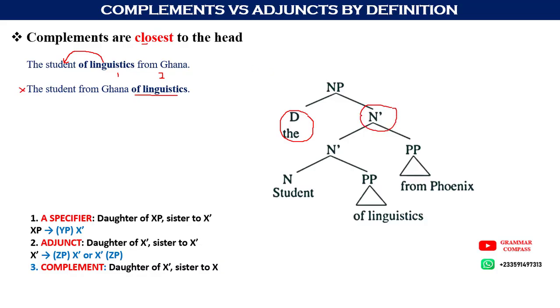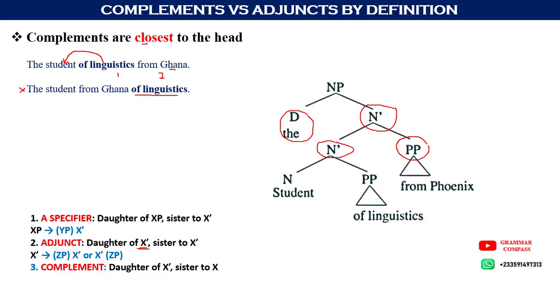We will ask ourselves whether we have adjuncts, because adjuncts is the second rule. Of course, we have an adjunct. So this means that the adjunct should come next. We have the adjunct which is from Phoenix. It is the same thing as saying from Ghana, so let's ignore this tiny mistake. So the adjunct is from Phoenix. And we see that from our rule, the adjunct must be a daughter of an X-bar and a sister to an X-bar. So we have from Phoenix, which is the daughter of an N-bar and a sister to an N-bar.